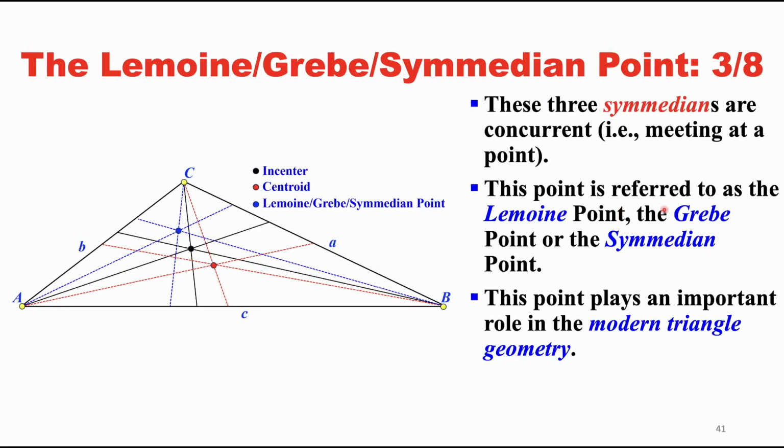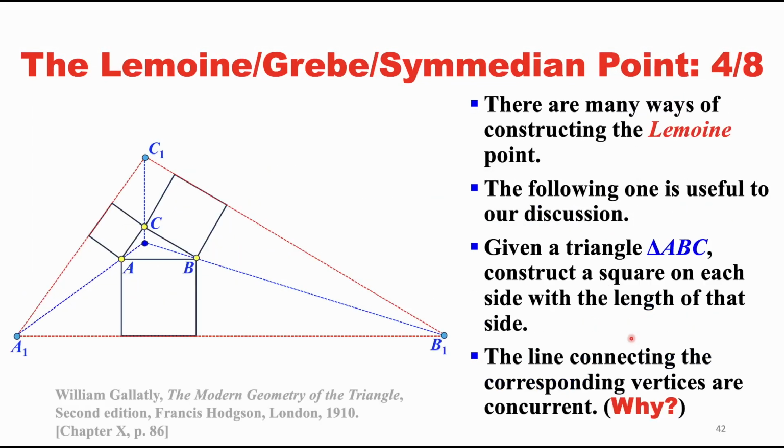This point is referred to as the Lemoine point in most French and English textbook literature, and the Grebe point in German, and also the Symmedian point. We frequently use Lemoine points. This point is very important in the so-called modern triangle geometry, that is the Euclidean geometry studying triangles.